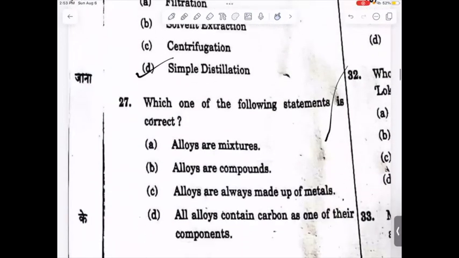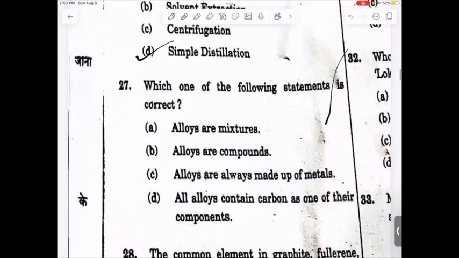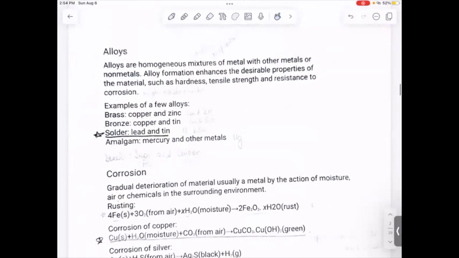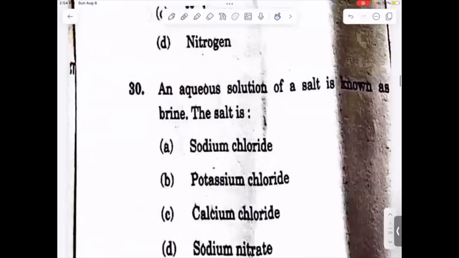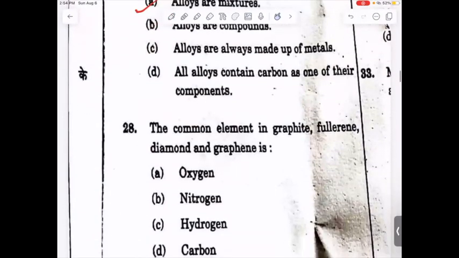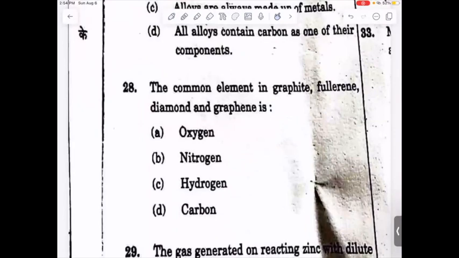Next question, which of the following statements is correct about alloys? So it's a very straightforward question. Okay, so about alloys, here it is. Alloys are homogeneous mixtures. So the correct answer is option A, that alloys are mixtures. Right.